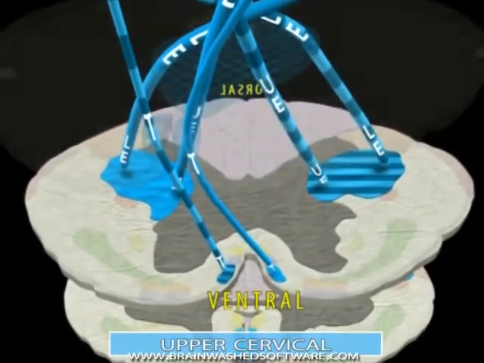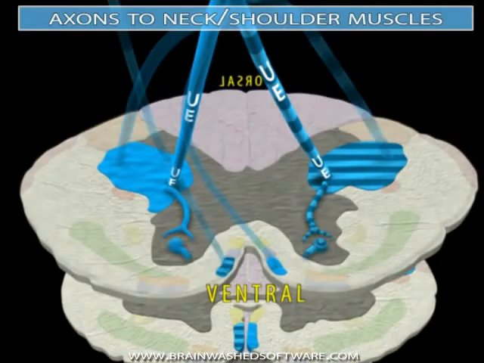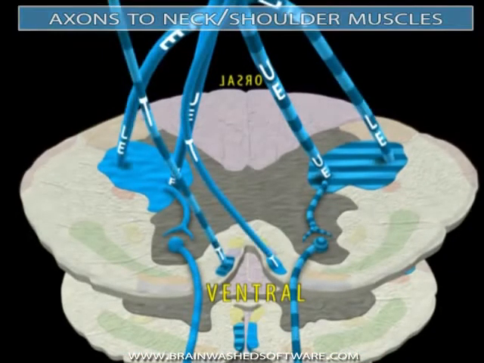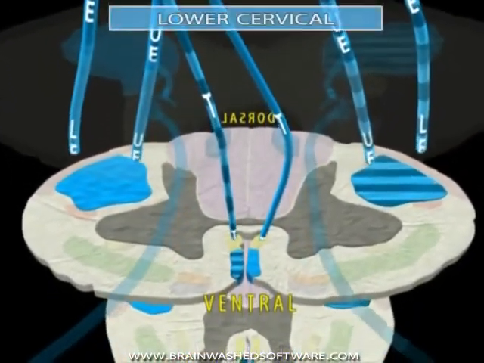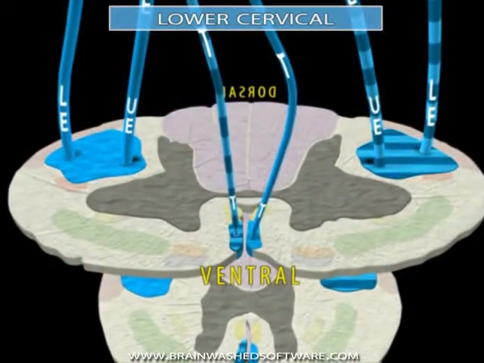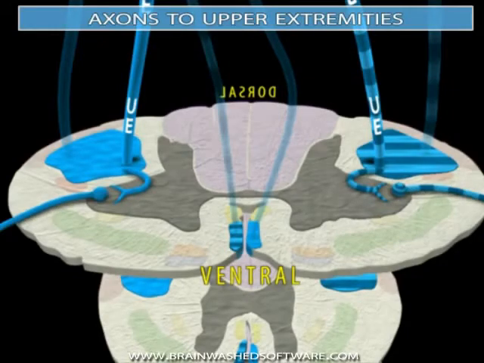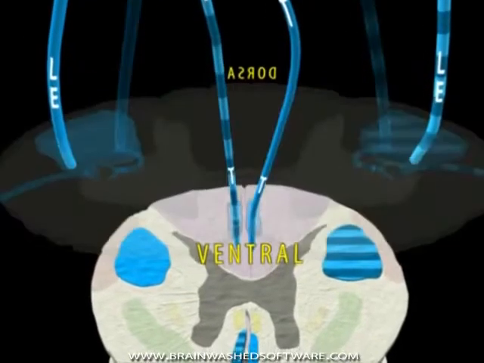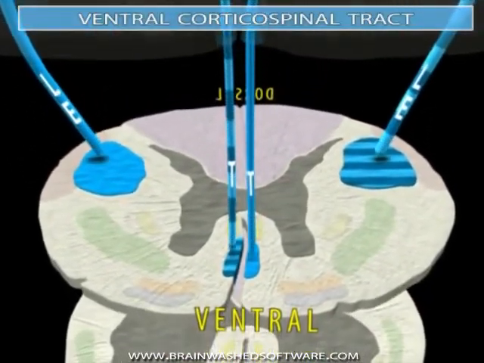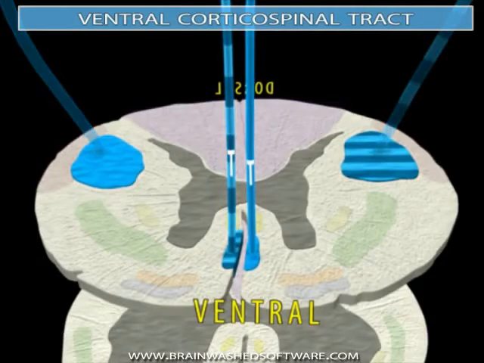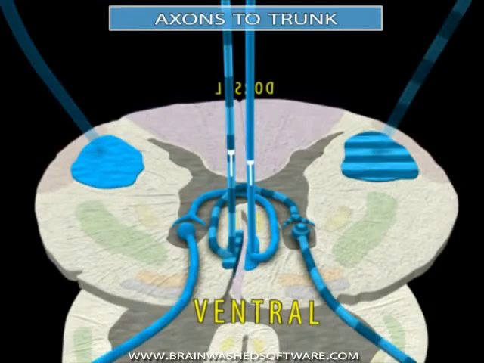At upper cervical levels, the lateral corticospinal tract influences lower motor neurons going to neck and shoulder muscles. The medial fibers in the lateral corticospinal tract at cervical levels influence lower motor neurons that innervate upper extremity musculature, especially distal muscles. Fibers that did not cross in the medulla are known as the ventral corticospinal tract. These fibers usually cross the midline as they approach their targets and influence lower motor neurons that innervate trunk musculature.